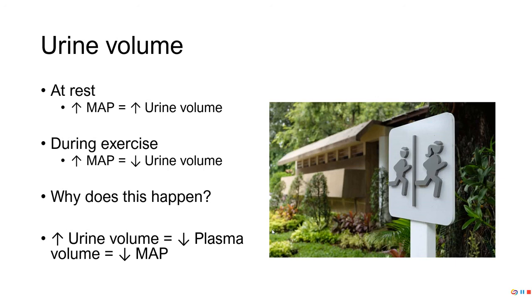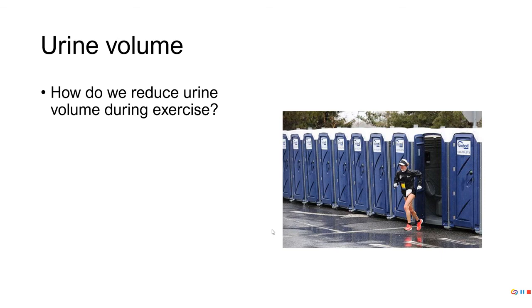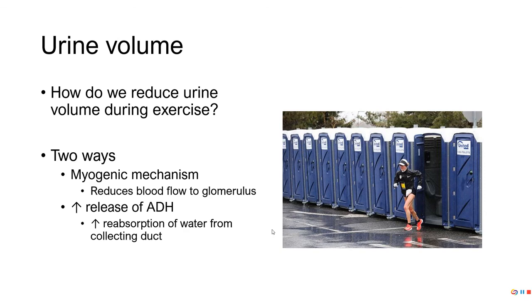Okay, going back to the renin-angiotensin-aldosterone system, we need to reduce urine volume. So we've got two ways to do this. Hopefully you've all heard about this. I know if you've taken my class, you have. But we've got the myogenic mechanism. The myogenic mechanism is something that occurs in the kidneys to maintain blood flow. So we don't want it to be too high. We don't want it to be too low.